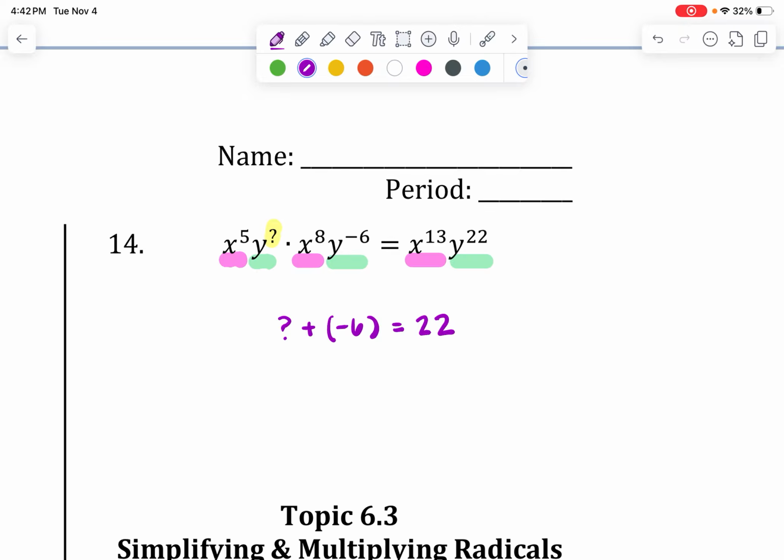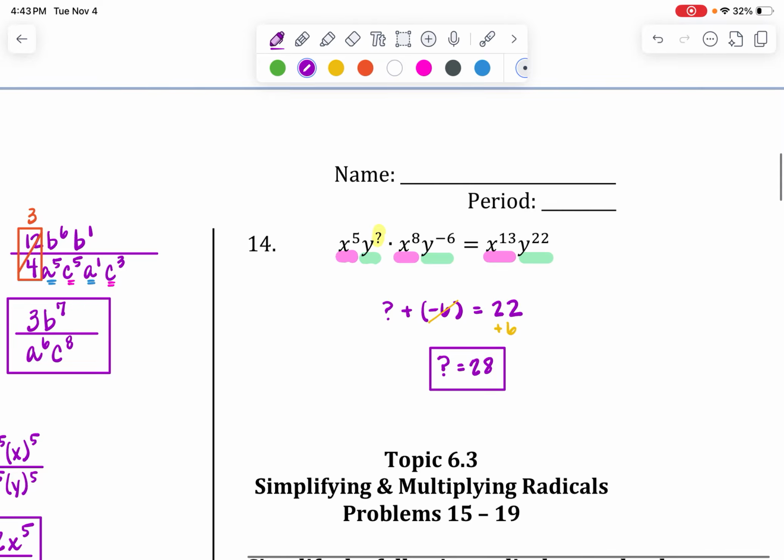Well, this is just a one-step algebra equation, right? We know that we can just add the 6 to the other side to move him over there, right? So that would give us 28 for the question mark. And that makes sense, right? If I put a 28 right there, 28 plus negative 6 would give me 22. All right, so pretty easy. We can just do that in our head.